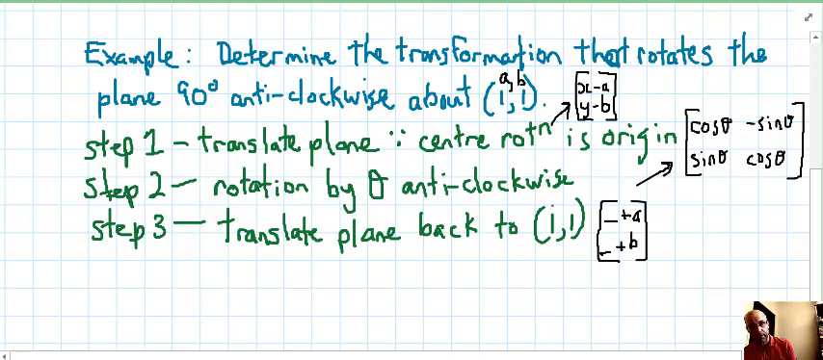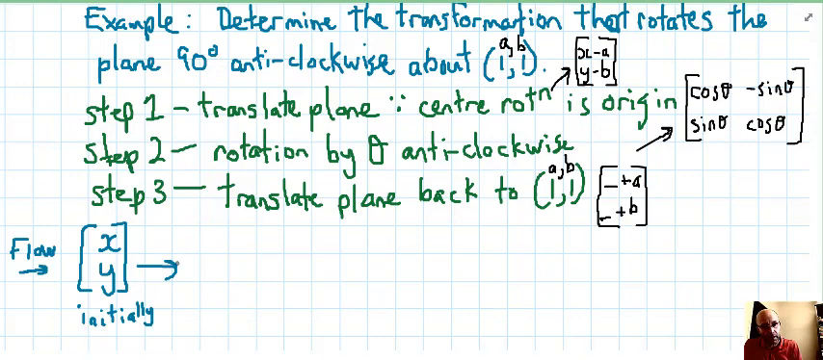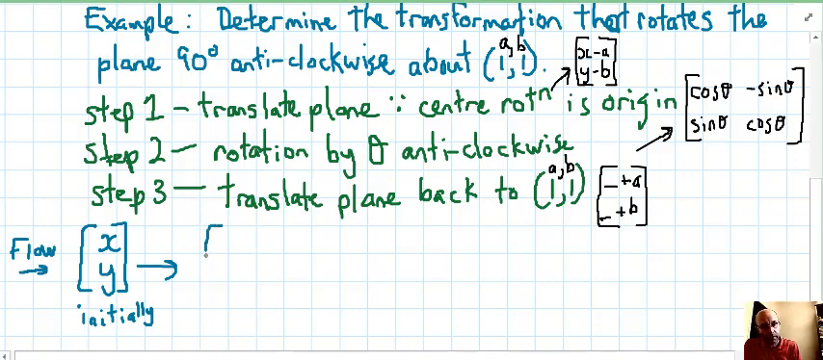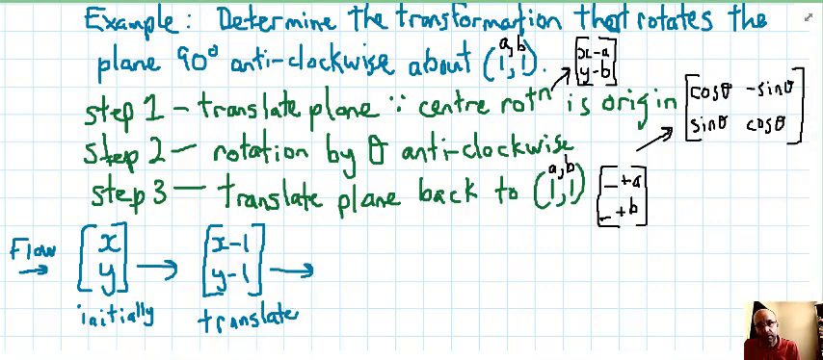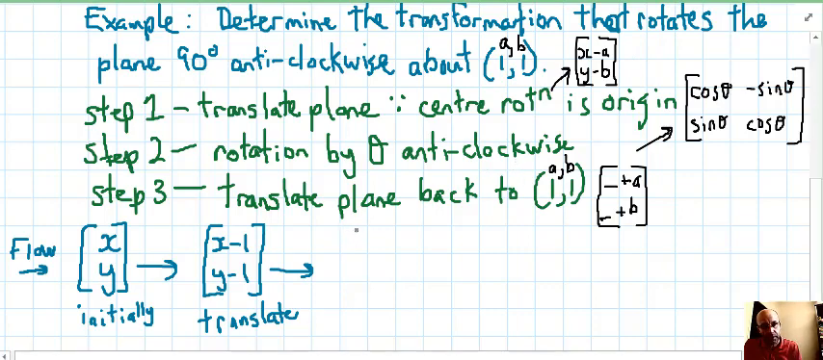So in this case, A and B are the given values. So let's have a closer look at the flow, how it works. So we have an initial point x, y. Now, step 1 kicks in. So we have x minus 1 in this case, y minus 1, and that will translate according to step 1 above. The next stage then, theta is equal to 90 degrees. So in the step 2 matrix there, we need to find those. Hopefully you're good with your exact values.